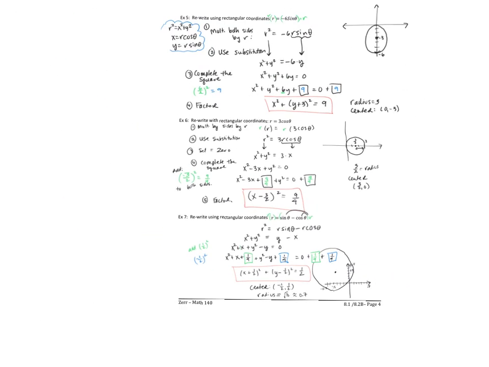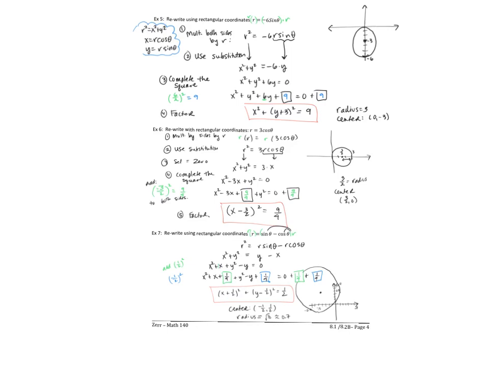Okay, so that kind of sums up how to go about going from polar to rectangular, and these are our steps that really help us out. Multiplying by r is really helpful, then using substitution.